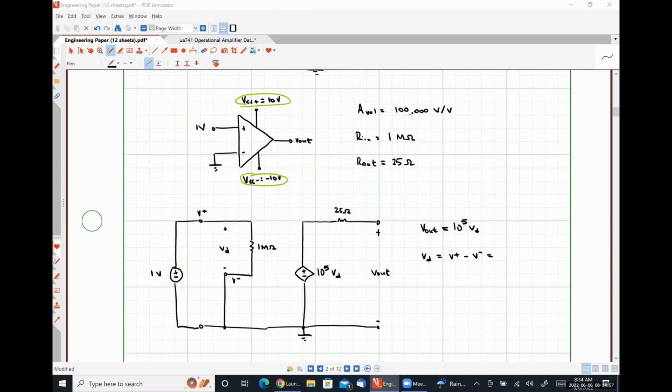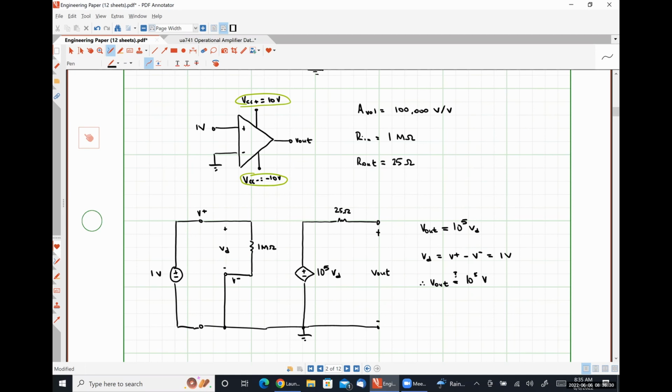Yeah, it's just 1 volt, right? So the voltage measured at the non-inverting input terminal with respect to ground is 1 volt. The voltage measured at the inverting input terminal with respect to ground is 0 volts. And the difference between those two things is simply 1 volt. So from this, V out is 10 to the 5 volts.